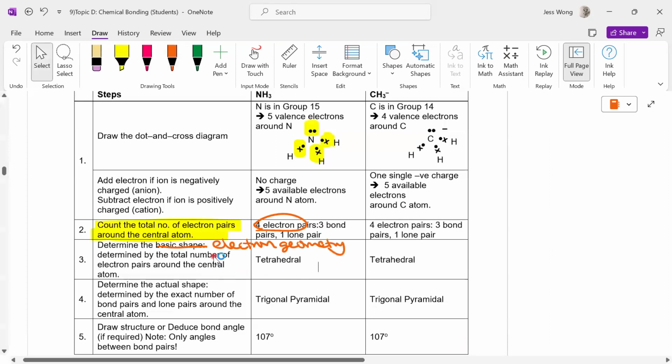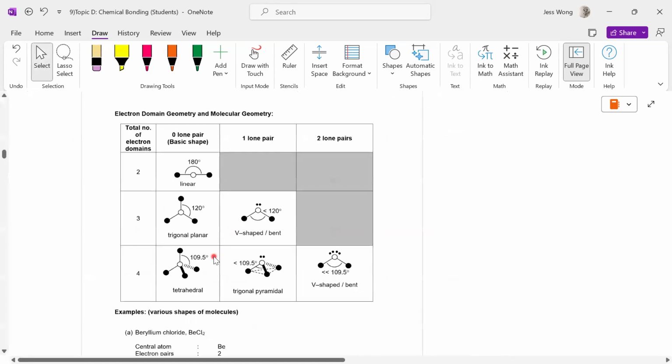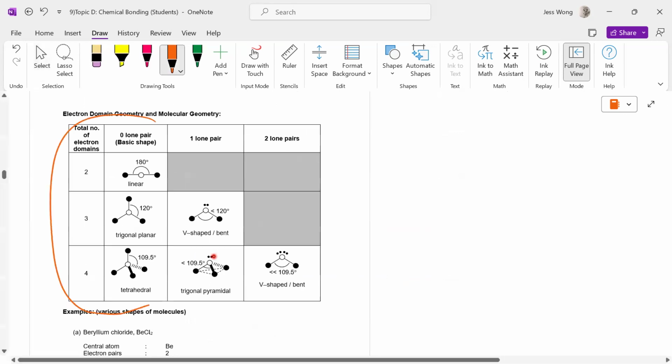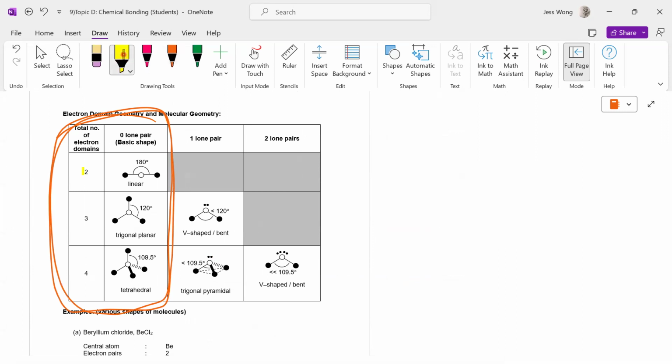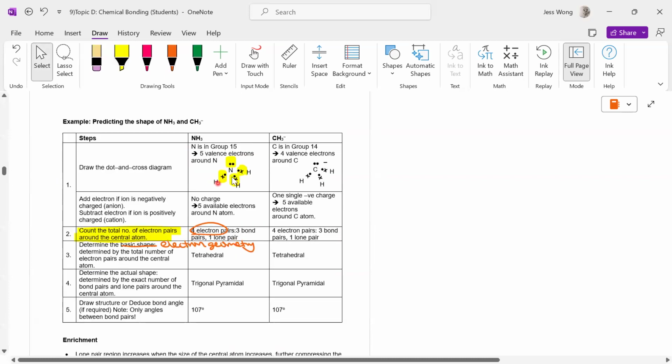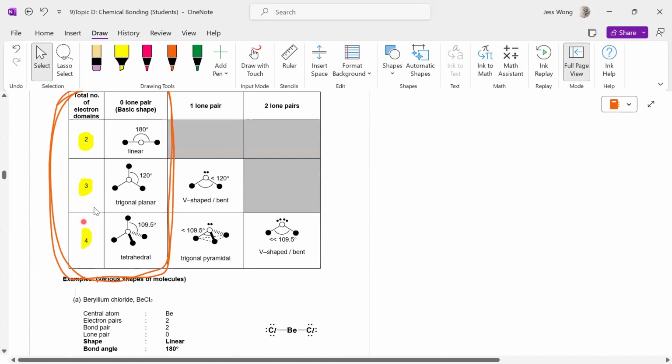All right. How do you find the electron geometry? You will go to this table here and look at this part to determine the electron geometry. For SL students, you only need to learn 2 electron regions, 3 electron regions, and 4 electron regions. That's all. You will use it to determine the electron geometry. So back to that, I have 4 electron regions.